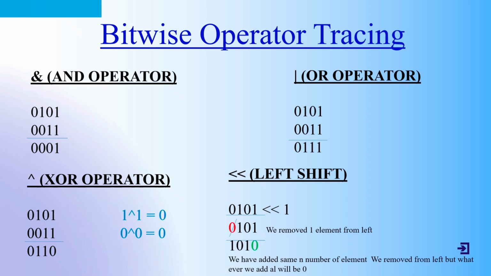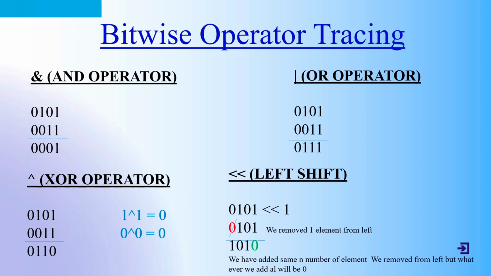Now let me trace the value of A left shift by position 1. The actual representation of A was 0 1 0 1. We are telling Java to left shift the value by 1.